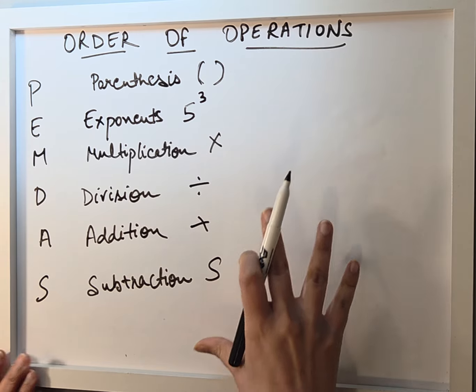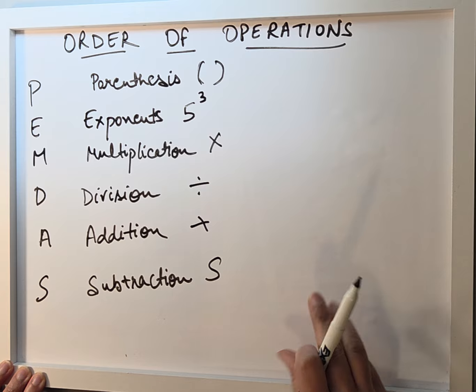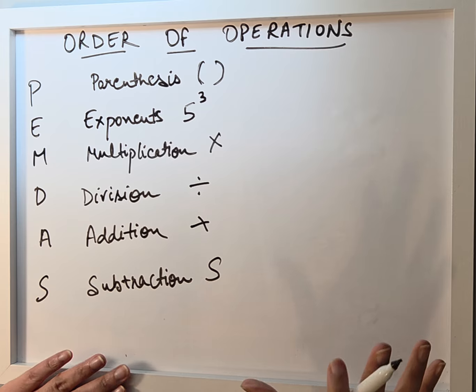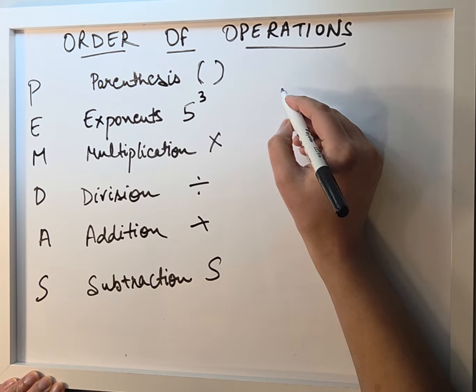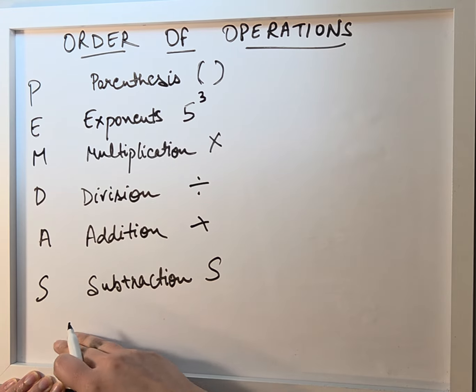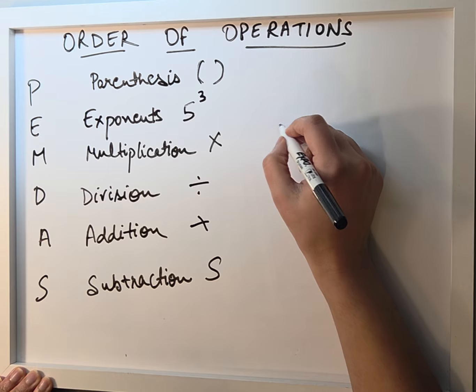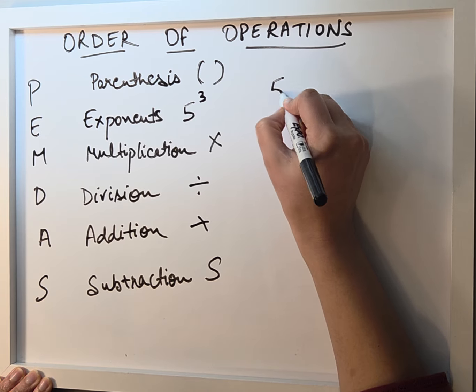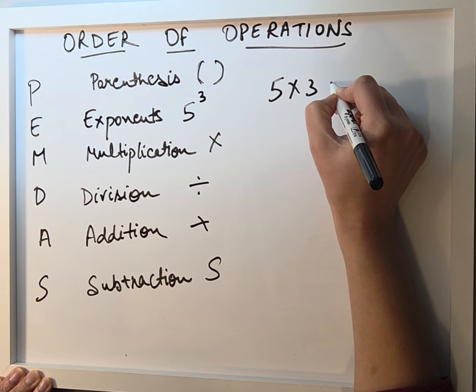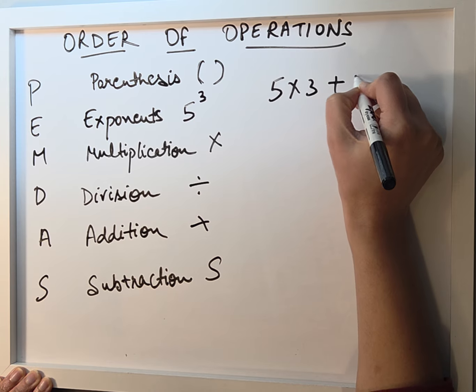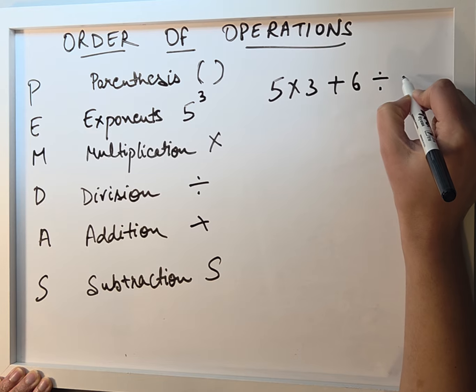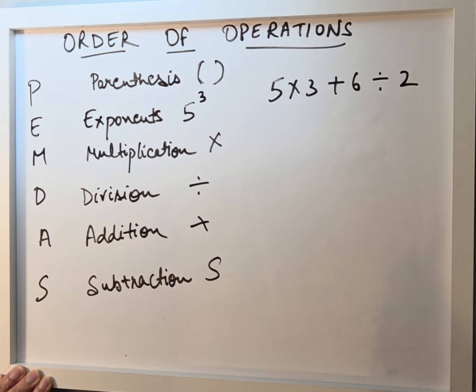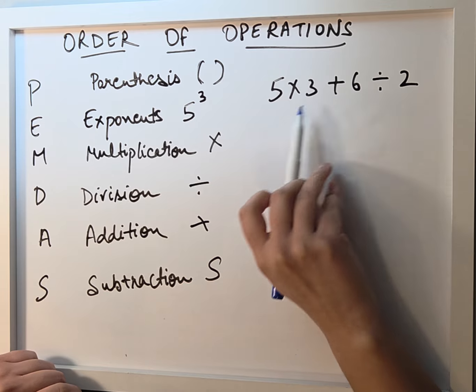Now when do we follow the order of operations and what does this signify? Whenever we have multiple operations, these all being different operations, for example 5 times 3 plus 6 divided by 2, how do we know what we should solve first?